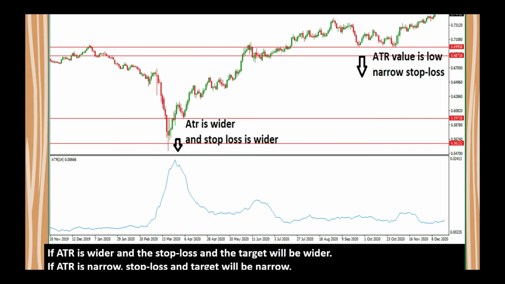But let me analyze further here. We have ATR sometimes wider and sometimes narrow. And this is a very important thing. If ATR is wider, the stop loss and the target will be wider on your system. If ATR is narrow, stop loss and target will be narrow in your system. And it's a very, very important thing, because it's not the same. You cannot put 25 pips, for example. You're a scalper, for example, and your stop loss is 25 pips and target 25 pips.